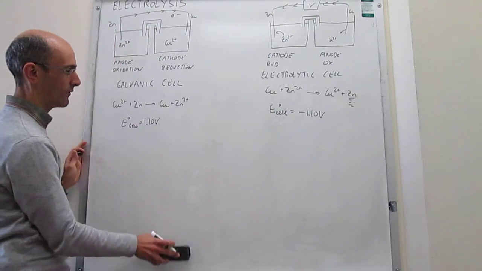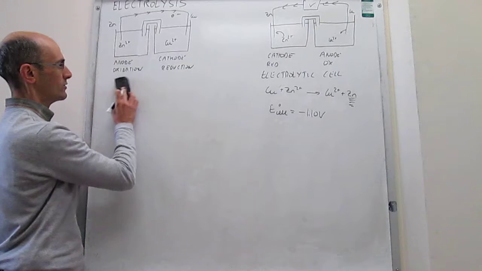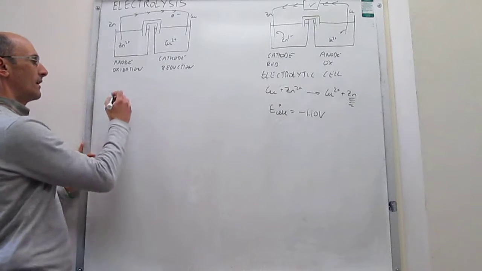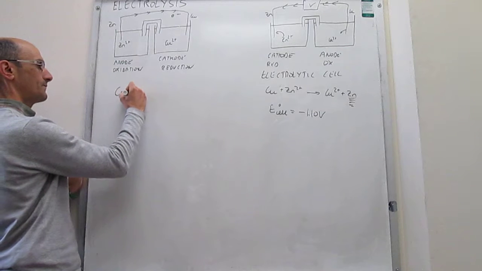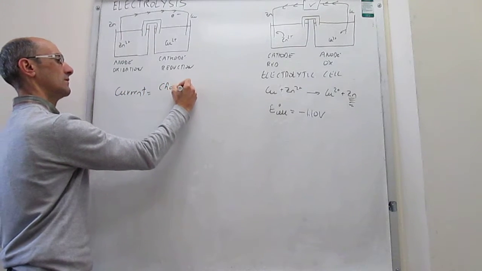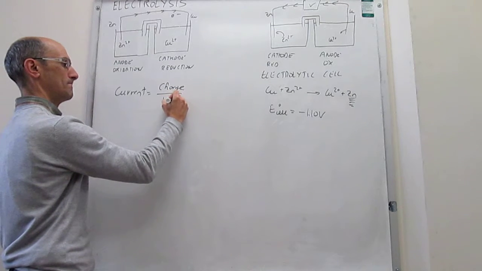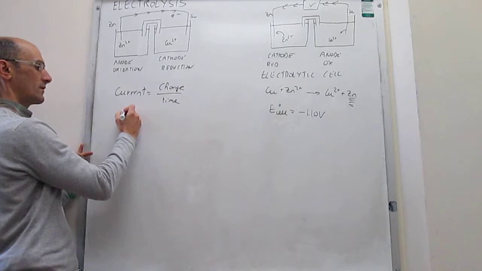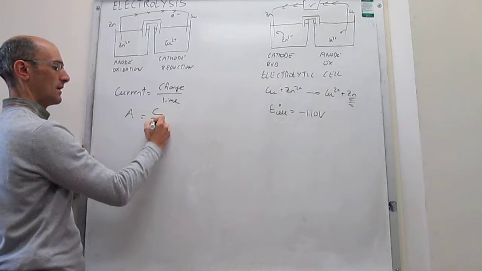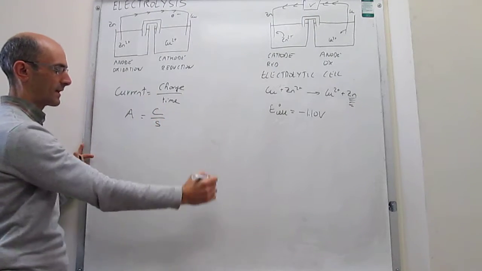Okay, so let me show how those calculations would work. I'm going to erase here the details of the galvanic cell, right? What we have here is that current is simply charge per unit time. Okay, so the units are going to be amperes. It's going to be coulombs per unit time, which is going to be seconds.